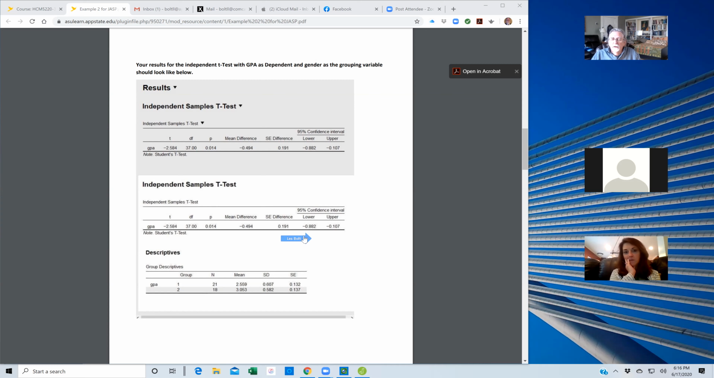What you have down here in the descriptives is, for each of the groups, the N, the number of folks, and the mean score, GPA wise. For males, it was 2.56. For females, it was 3.05. The standard deviation is what defines those divisions on a normal distribution.